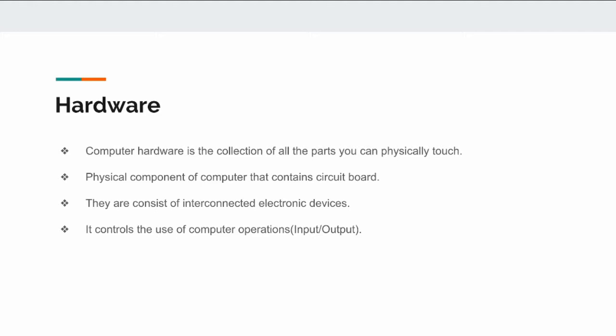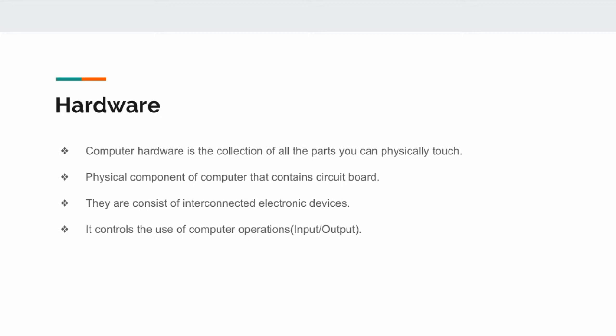That's why it is the physical component of the computer that contains circuit boards. Whenever you see any circuit board in any hardware or any computer component, you can say that this is hardware. It consists of interconnected electronic devices. They are connected internally, and it controls the use of computer operations like input and output.